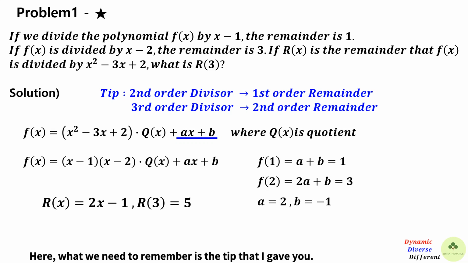Here, what we need to remember is the tip that I gave you. When the divisor is second order, the remainder is first order. And when the divisor is third order, the remainder is second order. Please remember this. Is everything clear? Then let's move to the next problem.